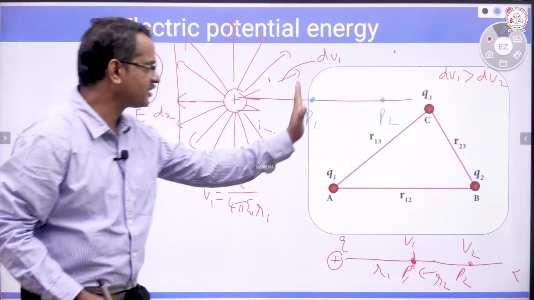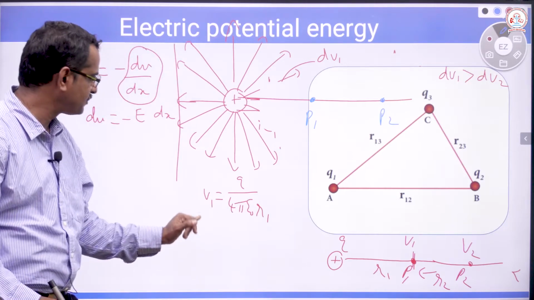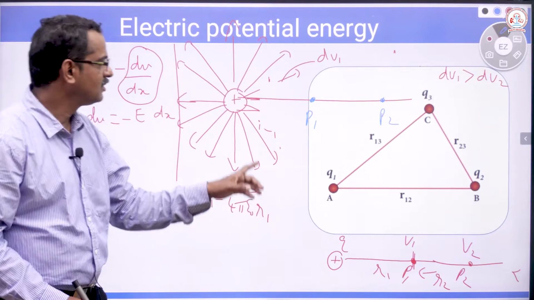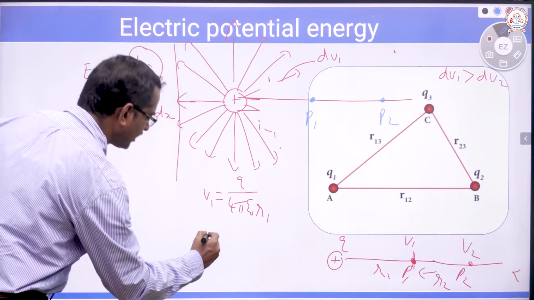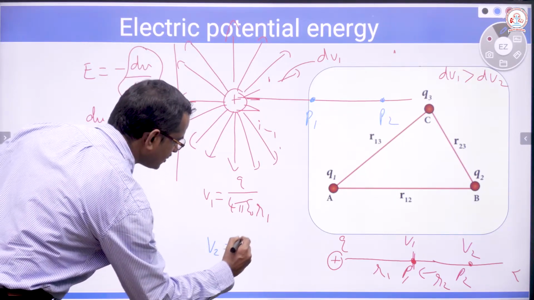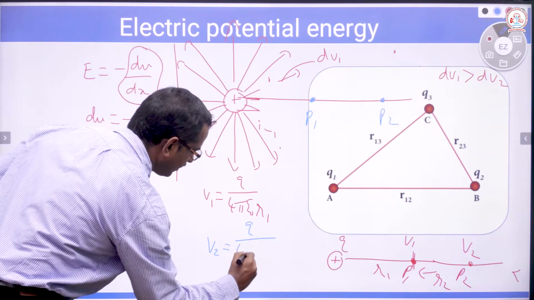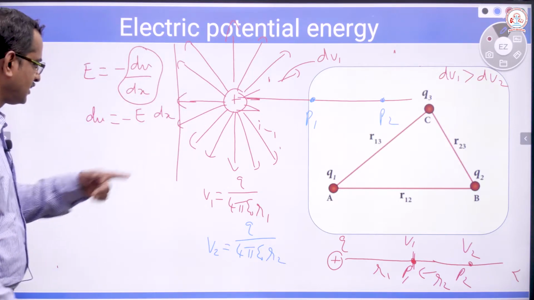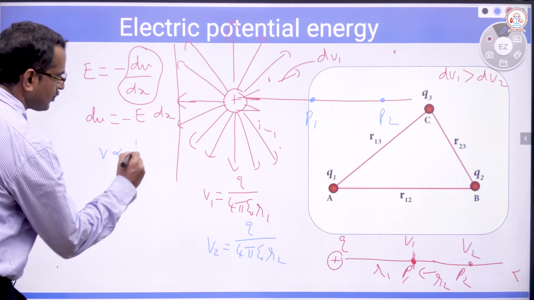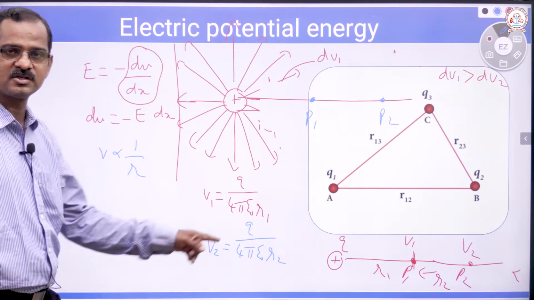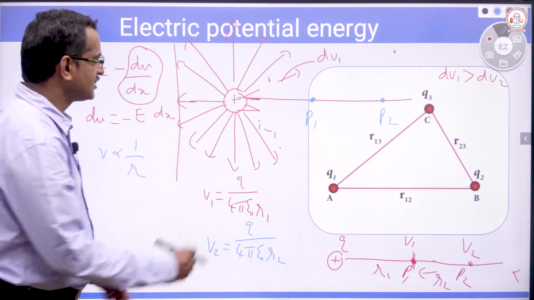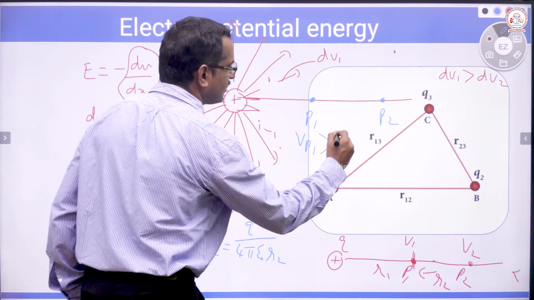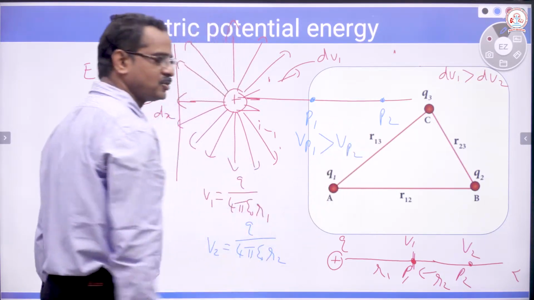What is the electric potential at the point P1? Electric potential at the point P1 is V1 equal to Q divided by 4 pi epsilon naught R1. Electric potential at the point P2, V2, is equal to Q divided by 4 pi epsilon naught R2. We have seen that potential is inversely proportional to distance. Then obviously, electric potential at the point P1 will be greater than electric potential at the point P2.